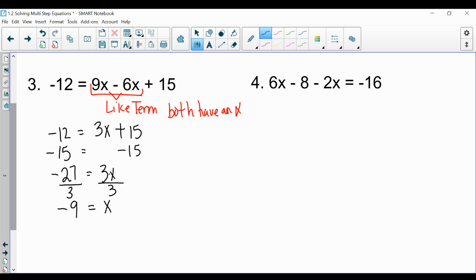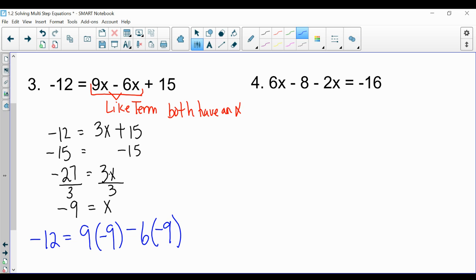So now I'm just going to check it in my original problem. So you don't want to put it into the simplified problem just because what if you made an error? So we're going to just pop it back into the original problem. So 9x, x is a negative 9, then minus 6, x is a negative 9, and then plus 15. So now I'm just going to simplify that.